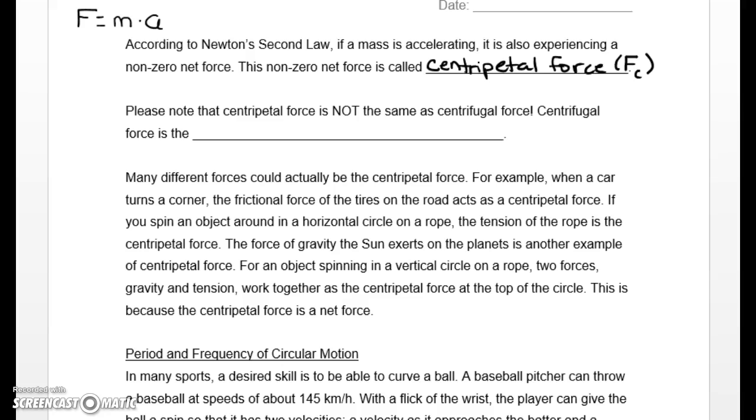And so one thing we do need to note here is that centripetal force is not the same thing as centrifugal force. If you've heard of that before, maybe you've heard it from some sort of sci-fi, Star Trek sort of show, or maybe you've just done some research on physics. But centrifugal force is actually the equal and opposite type of force to the centripetal force. So it's the equal and opposite reaction.